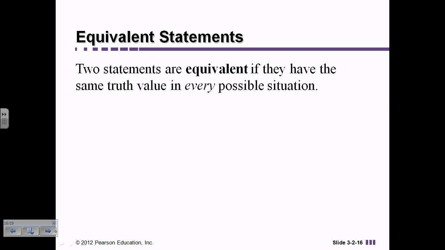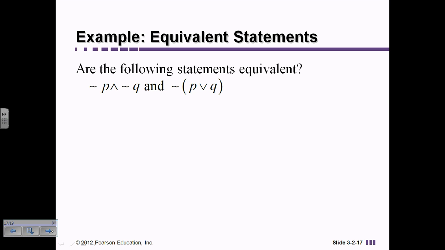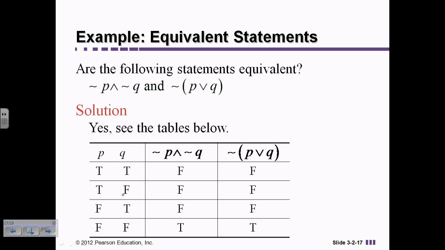All right, so our statements are equivalent if they have the same truth value in every possible situation. So let's look at what we mean by that. I want to know if these two statements are equivalent, and this is going to lead us to De Morgan's law, the second part of De Morgan's law. So let's look at this truth table.